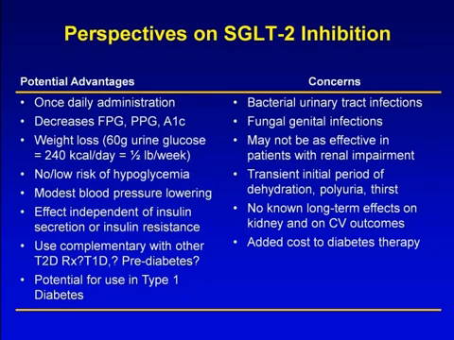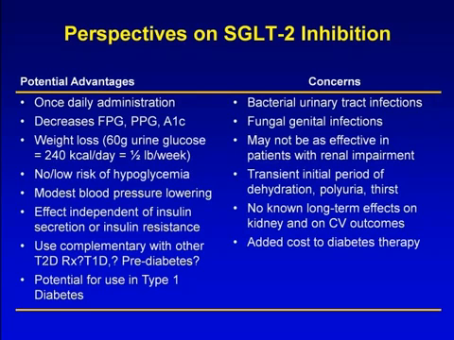There were concerns about bacterial urinary tract infection, which, from the trial data, does not appear to be greatly increased. However, fungal genital infections have clearly increased, but they seem to respond to standard therapy, and we need to educate our patients about this and treat them promptly. They're certainly not as effective in patients with renal impairment as compared to patients who have normal renal function. So renal function needs to be monitored. And because there's a transient initial period of dehydration, patients should be warned about that and their blood pressure monitored, and maybe some monitoring of renal function as well.